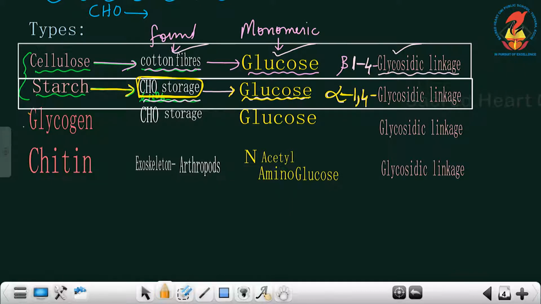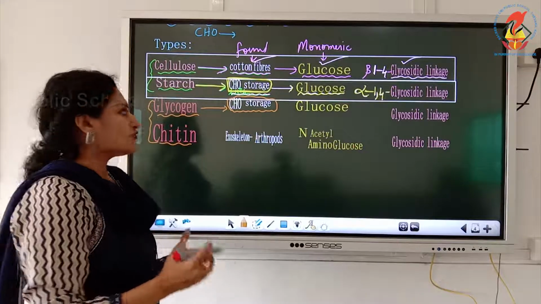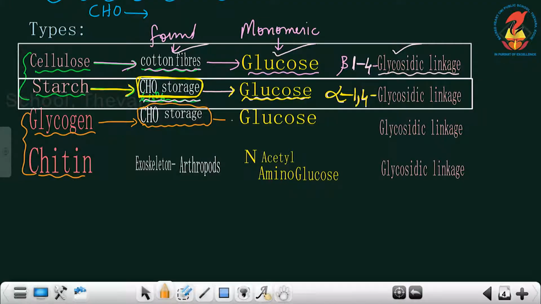Next, moving on to the polysaccharides found in animals. We have 2 of them, glycogen and chitin. Glycogen: again, like in plants, excess glucose is stored as starch. Here in man or in animals, the glucose is stored in the form of glycogen, and it's stored in the liver. So the excess glucose does not remain in the blood, it is stored in the form of glycogen in the liver. And the monomeric unit is also glucose, and the glucose, just like starch, is connected by the glycosidic linkage alpha-1,4 glycosidic linkage.